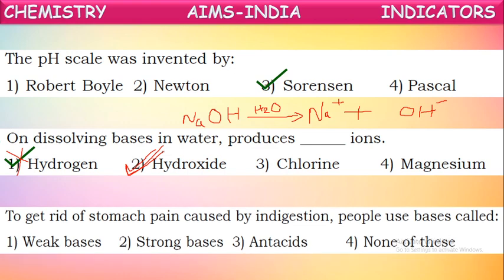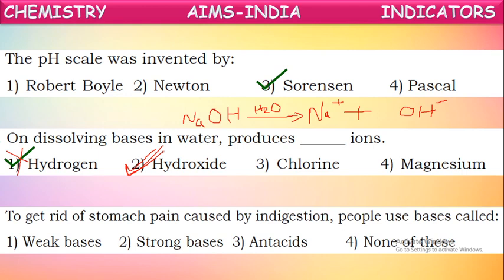Next, to get rid of stomach pain caused by indigestion, people use bases called. What are those bases called? So why do we get stomach pain? By indigestion. When we feel indigestion, that is because of the production of excess amounts of acid in our stomach. Our stomach produces an acid called hydrochloric acid. This hydrochloric acid is one of the strong acids, and it helps us in the digestion of food in the stomach without harming the organs.